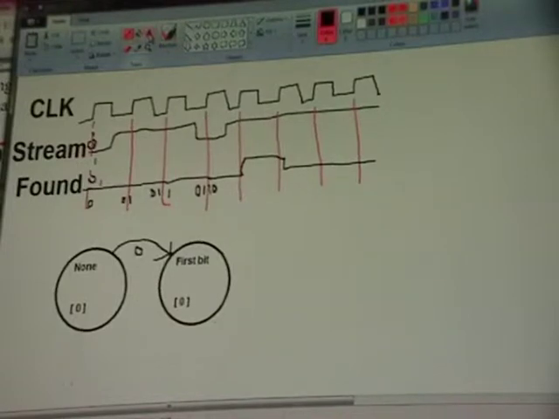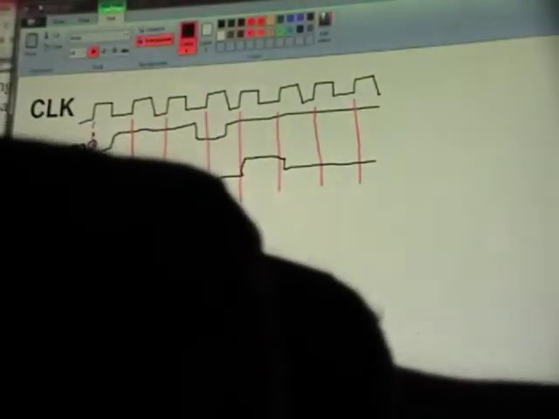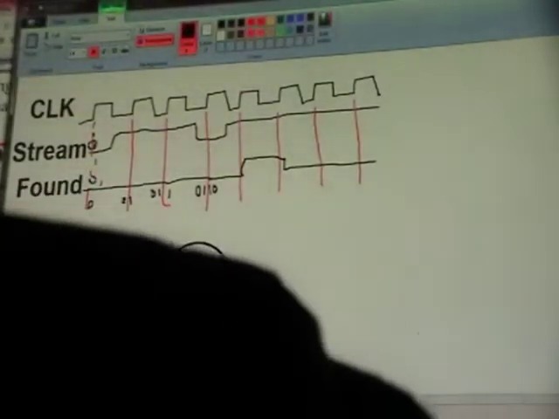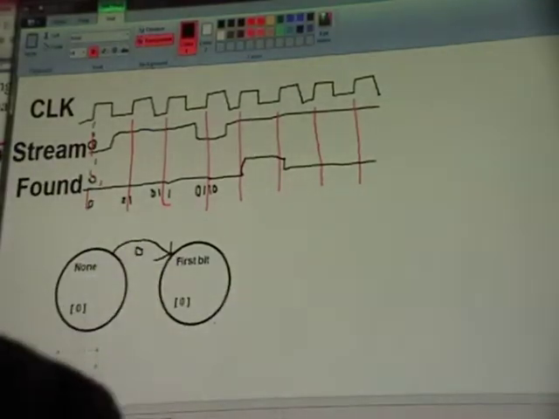To be friendly to the reader, you probably want to do a key or a legend, whatever you want to call it, and make it clear what the inputs are. And there's really only one. There's just stream.